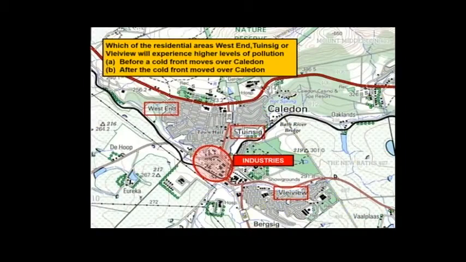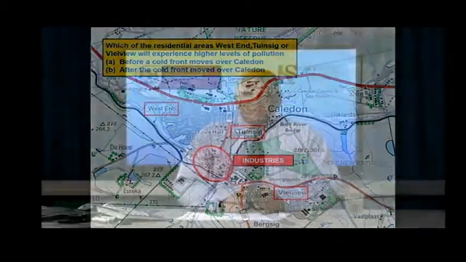Now, here we've got an interesting one. Here we've got Caledon. Which of the residential areas, West End, Taintzig or Fluvial, will experience higher levels of pollution before a cold front moves over Caledon and after a cold front moves over Caledon? Now, if you didn't know mid-latitude cyclones, there's no way that you could answer this question.